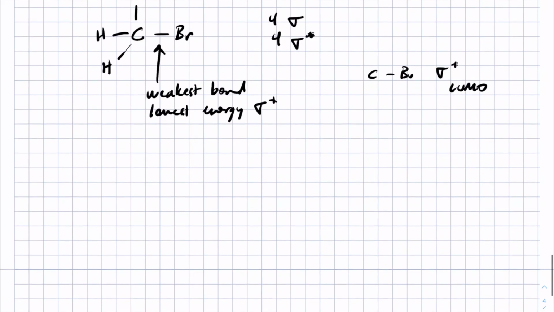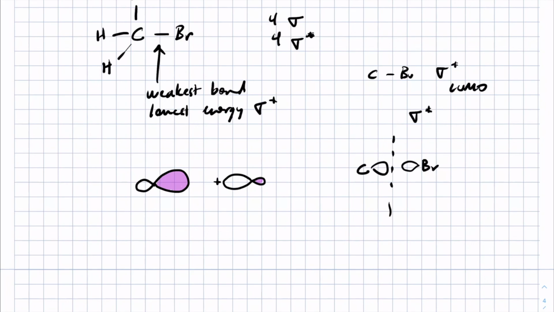And if you want to know what that looks like, you just have to think about what it would look like to have an sp3 hybridized orbital on carbon add to a similar orbital on bromine, in phase versus out of phase. The out of phase combination is what gets you the antibonding orbital. As I move them closer together, they're going to cancel each other out, right? So that means in my sigma star, there should be a node between the 2 atoms.